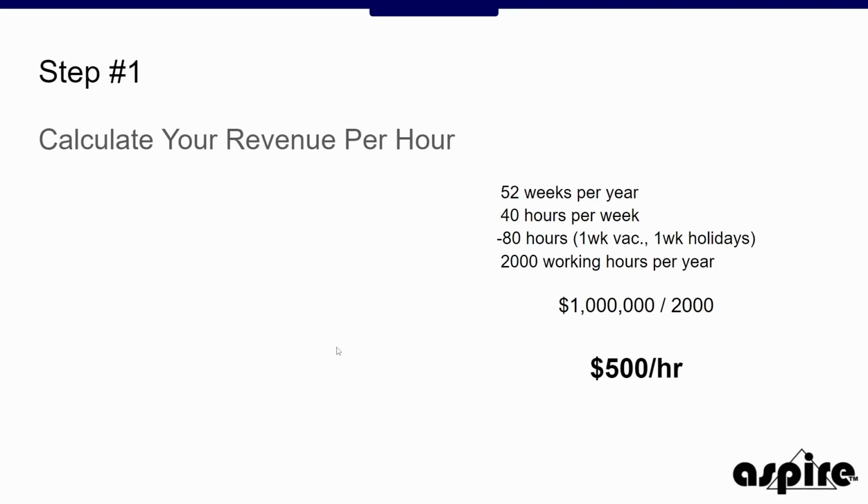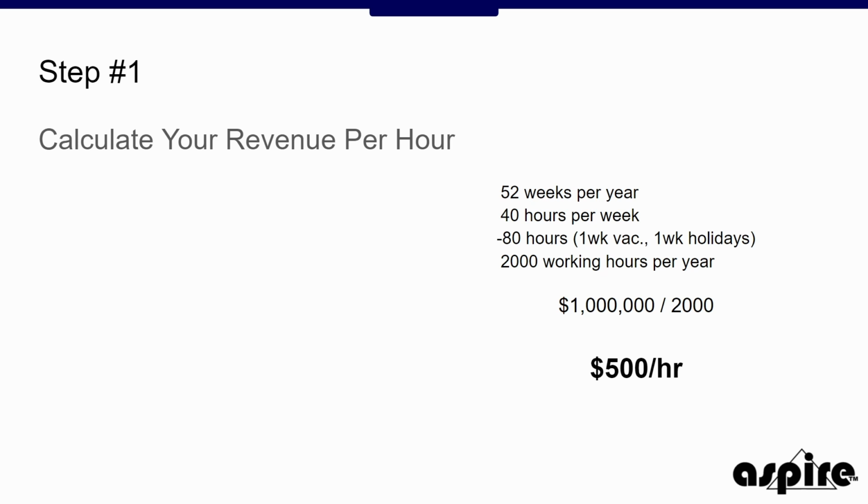So step one in learning how to know that number is to calculate your revenue per hour. The first thing that we'll do is take 52 weeks per year, an average of 40 hours per week. If yours varies, you can tweak this calculation. We're going to take out 40 hours for 1 week of vacation. Hopefully everybody gets to take at least a week of vacation. And we're going to take out 1 week for normal standard US holidays. So what you're left with is 2,000 working hours per year.